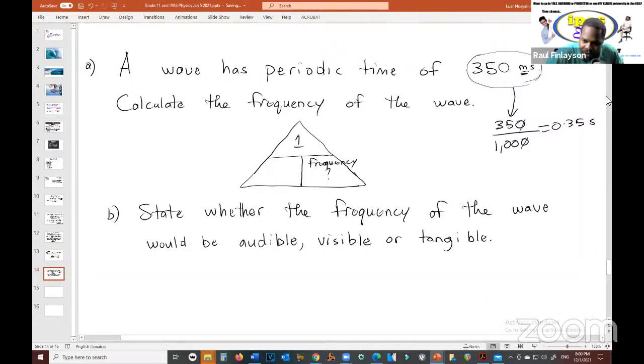So the number you're going to put in here as the periodic time, which should be in SI units, is going to be 0.35 seconds. And you're going to have 1 over 0.35. And that's how you're going to get this answer here. So this is probably worth 3 marks here. You're going to change the milliseconds to seconds, then put the seconds in the formula: 1 over 0.35. What is the answer there?